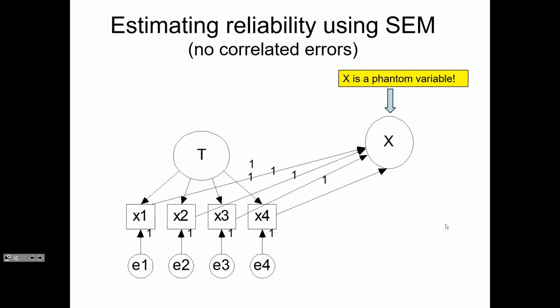X is going to be a phantom variable. Again, it's not even really a latent variable. It's just this phantom variable that we're going to use as a trick. And basically this phantom variable is going to serve as the proxy, let's say, for the composite observed score. Well, X is a phantom variable. It's not a regular old latent variable.